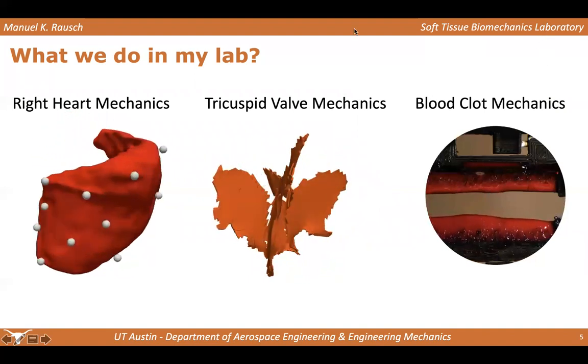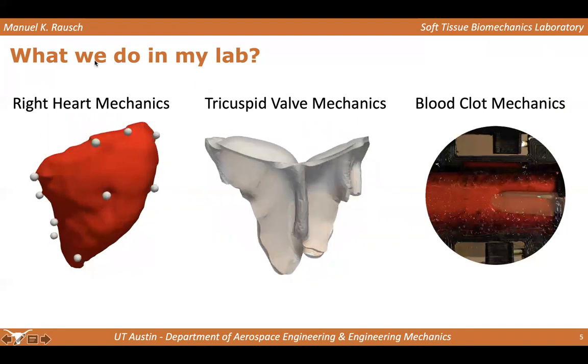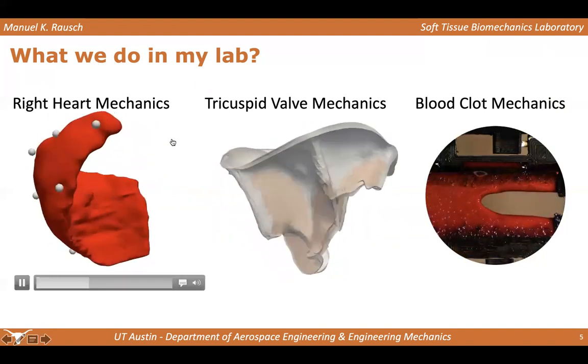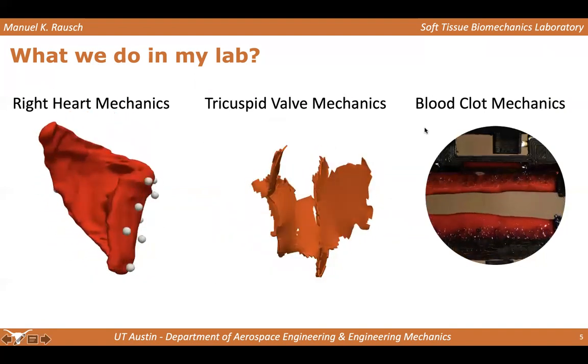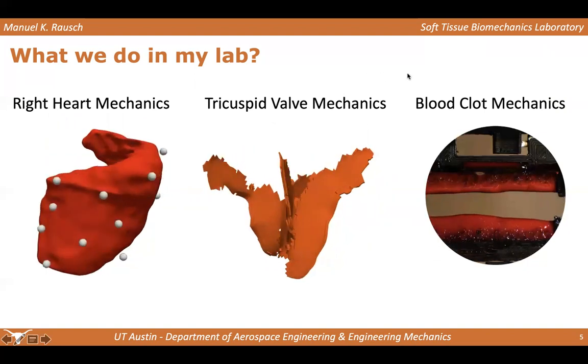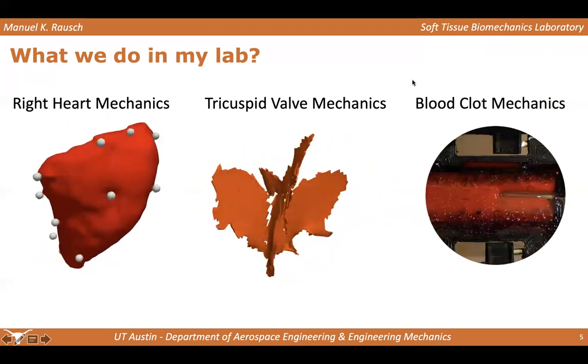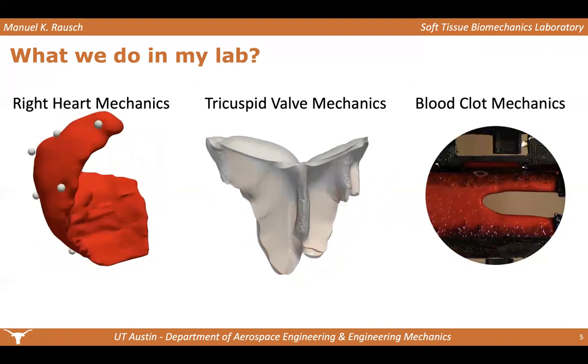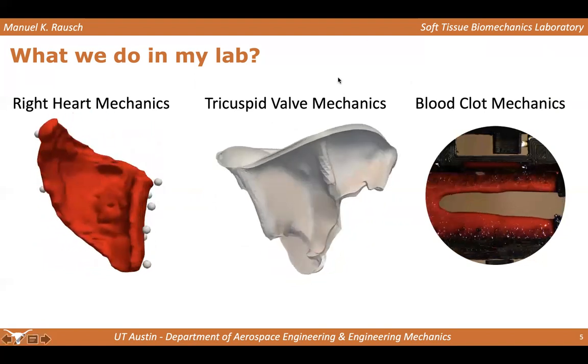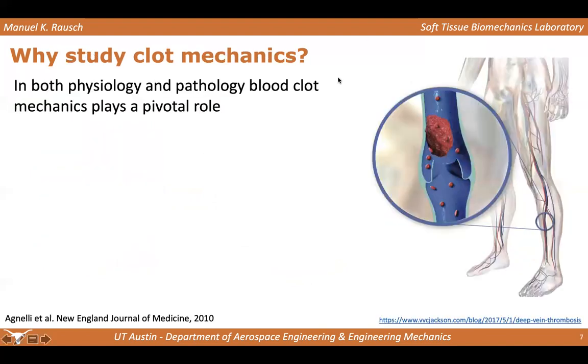And so in my lab, I follow 3 research directions. I do right heart mechanics, tricuspid valve mechanics, and then blood clot mechanics. And today I'll be talking about this project on blood clot mechanics. In this work, I'm motivated by a specific disease. And so I guess the overall question is, why would you study clot mechanics? The disease I'm interested in and that I think needs to be addressed is that of pulmonary embolism.